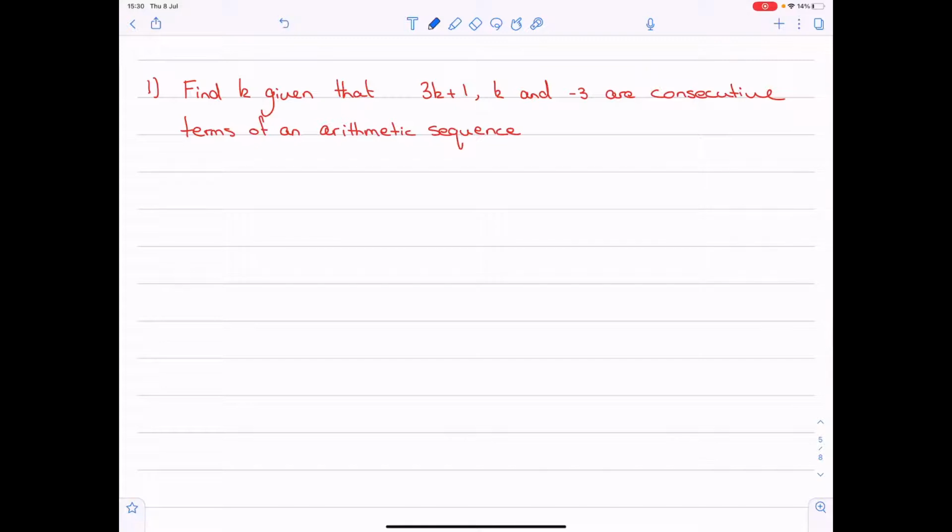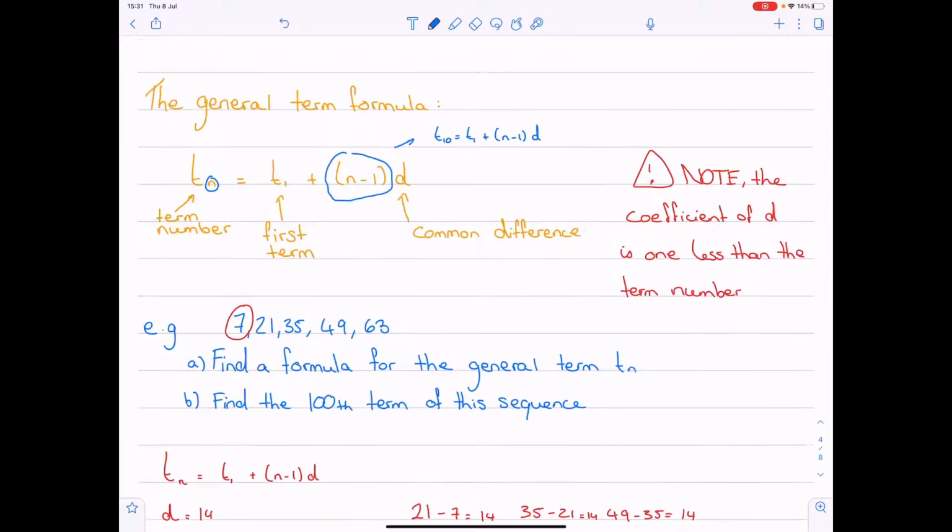So instantly you should notice this. It says it's an arithmetic sequence, which means there's going to be a common difference d. So just quickly note that down. Common difference d. Now let's just write the sequence out. 3k plus 1, k, k minus 3. You might be thinking there's all these k's, how am I going to find k? So let's just look at how we did it before.